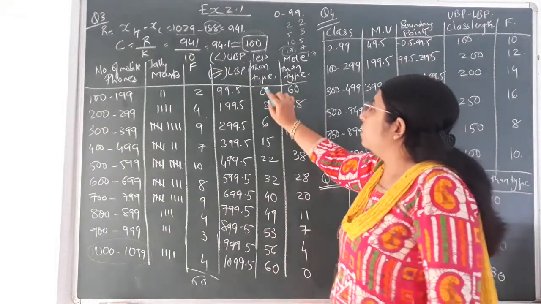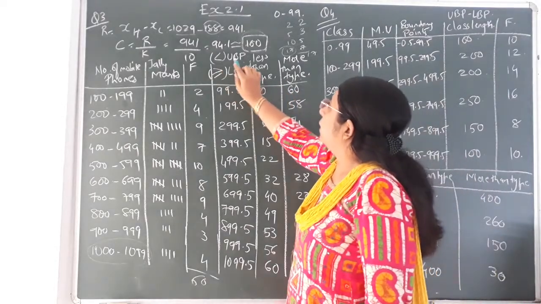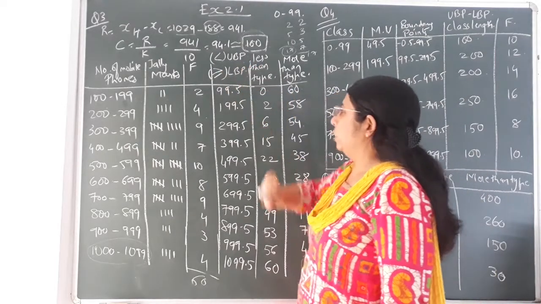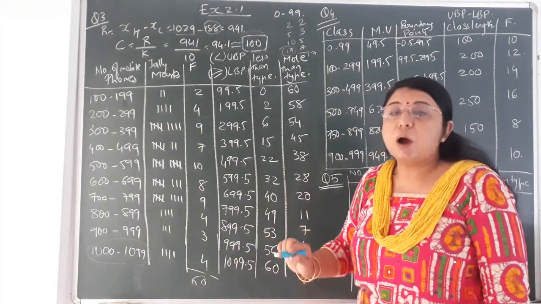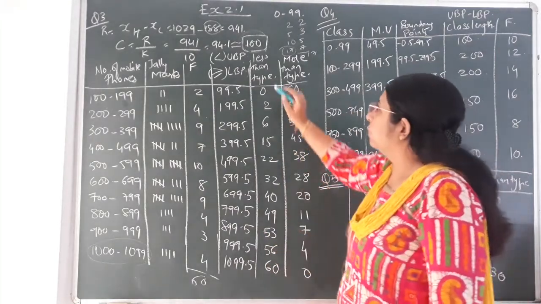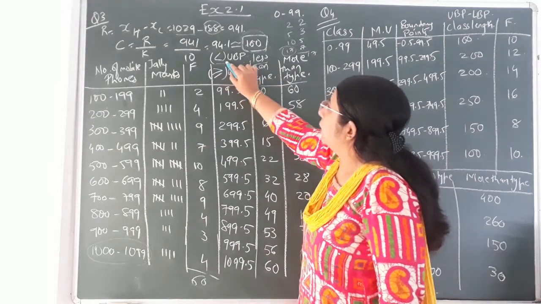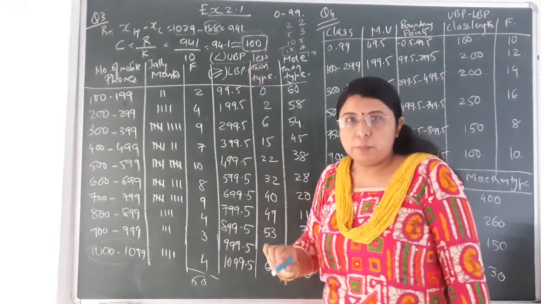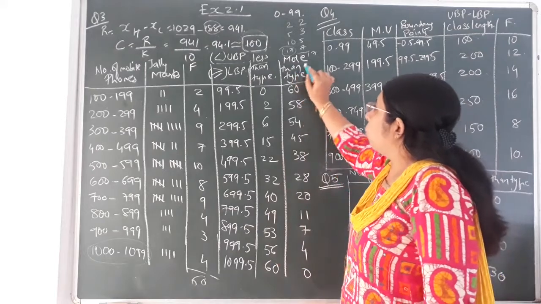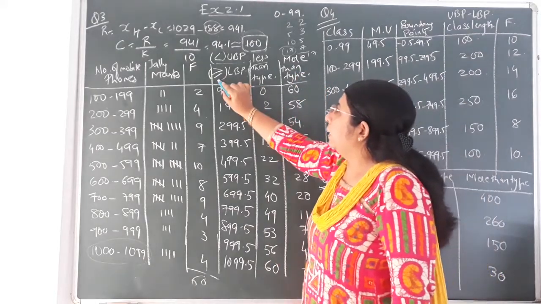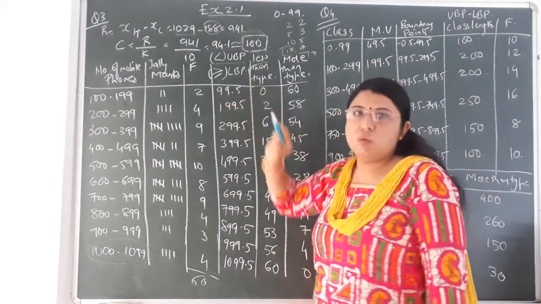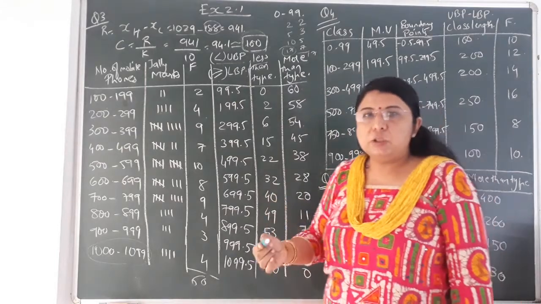Now less than type means less than upper boundary point. Less than type means upper boundary point. Make it clear. For finding less than type, the value that we have to take is less than the upper boundary point. And for finding more than type, we have to take greater than or equal to the lower boundary point. Again repeating, easy to remember.